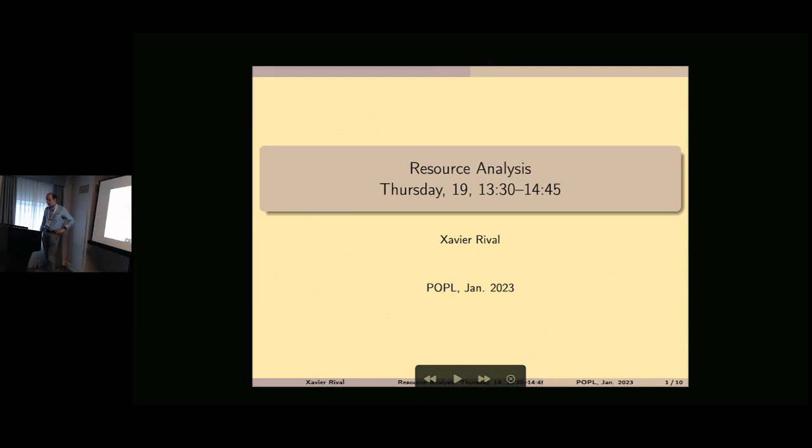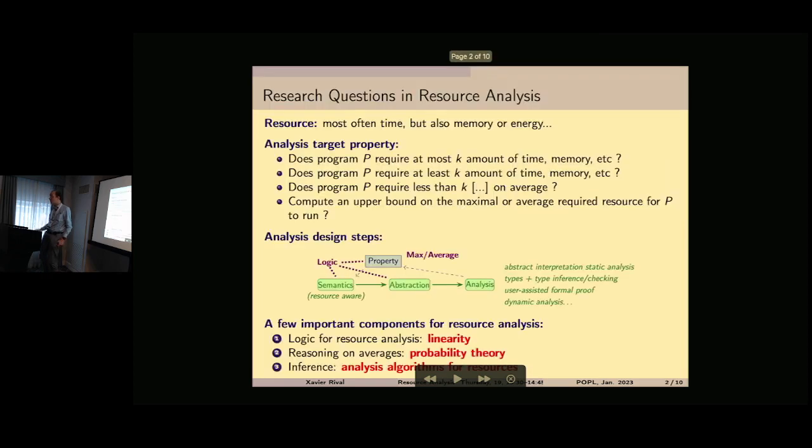Okay, so hello everybody, and thanks for coming to this session preview for the resource analysis session. Since the topic is a little bit less wide than what David was presenting, I decided to spend a bit more time on the background and a bit less time on the paper. First I will try to give you a few keys to this area, which is still quite a diverse area. So the idea is to look at resource.